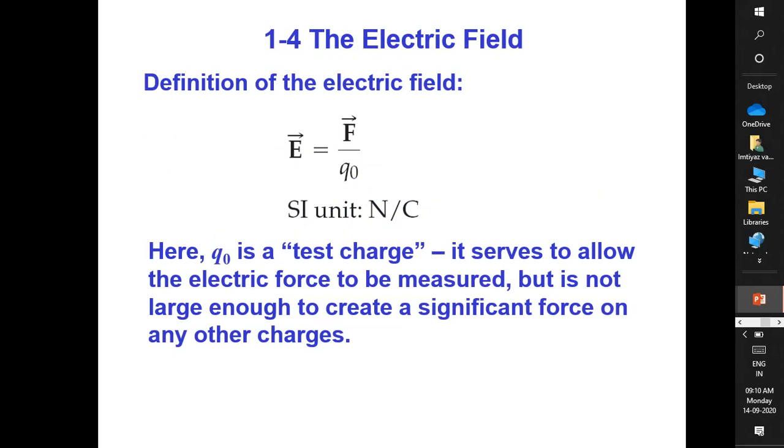The electric field, definition of electric field. See here, E is equal to F by Q0. Here Q0 is the test charge. It is small enough to allow the electric force to be measured, but not large enough to create a significant force on any other charges. It means E is equal to F by Q0. We divide the force by the test charge or any point charge, so when you need to determine the electric field, we take F by Q0 and we will get the electric field.